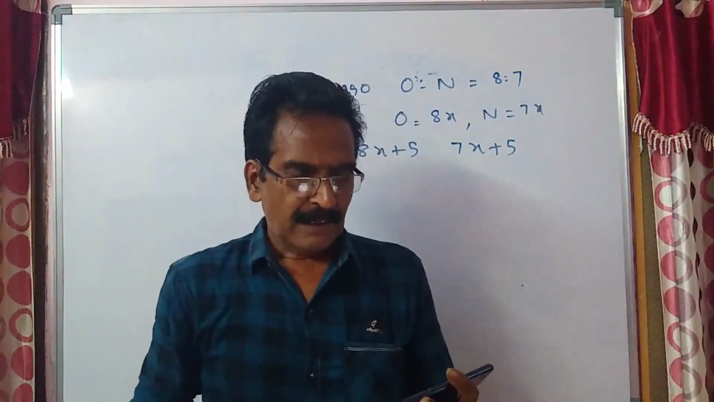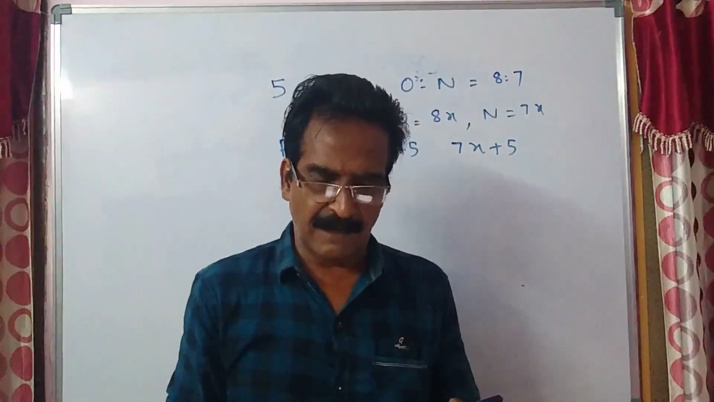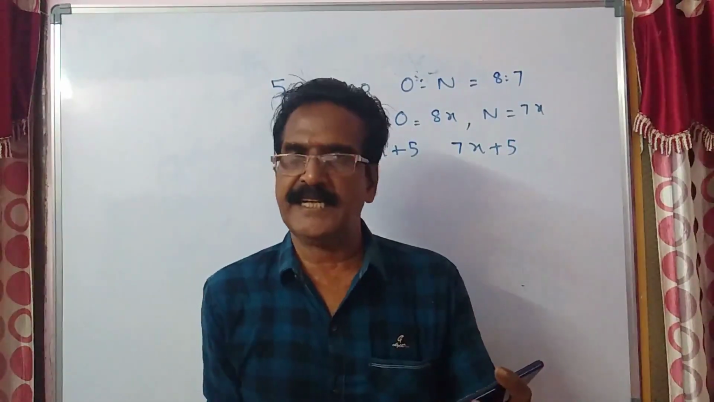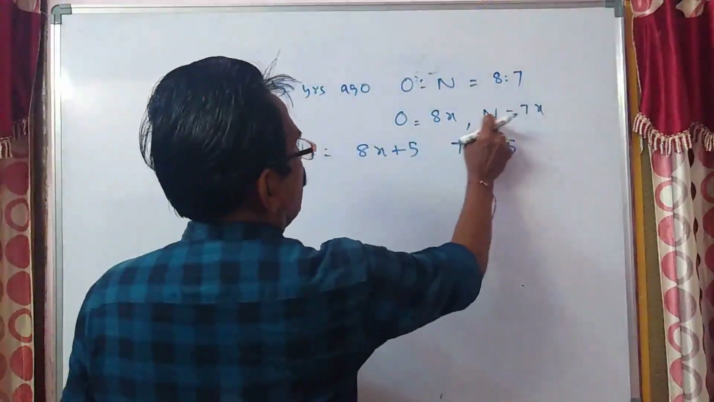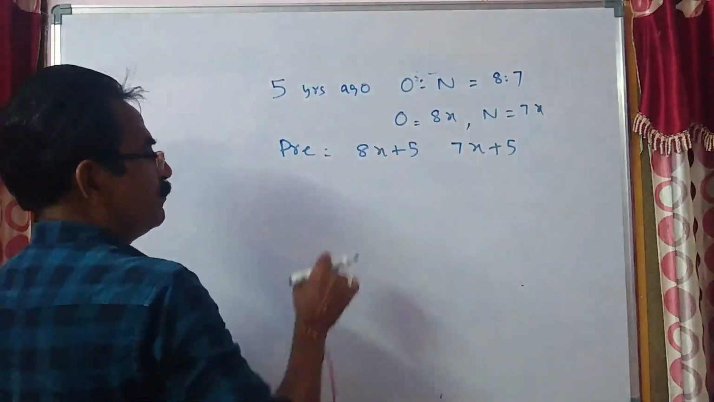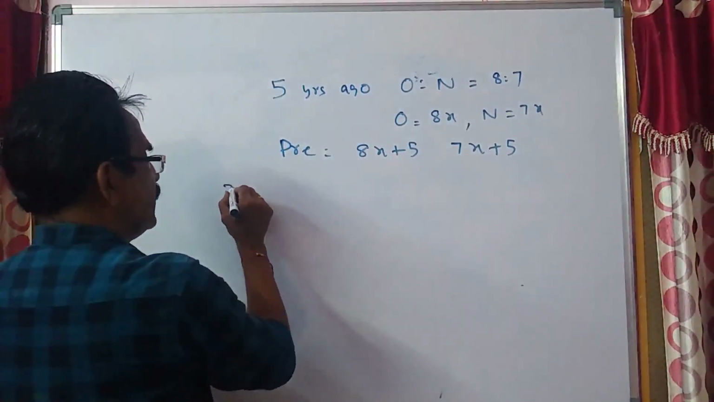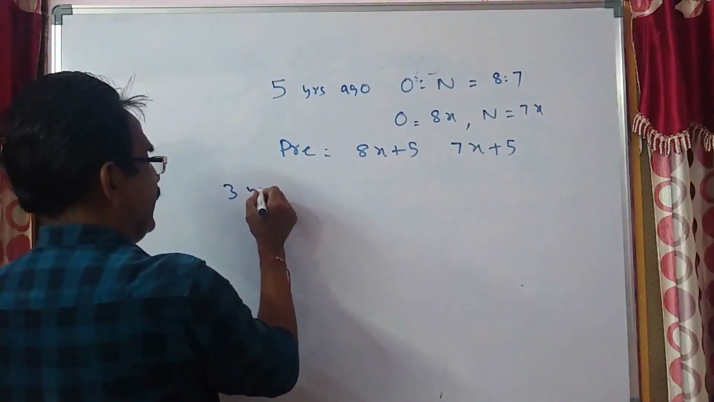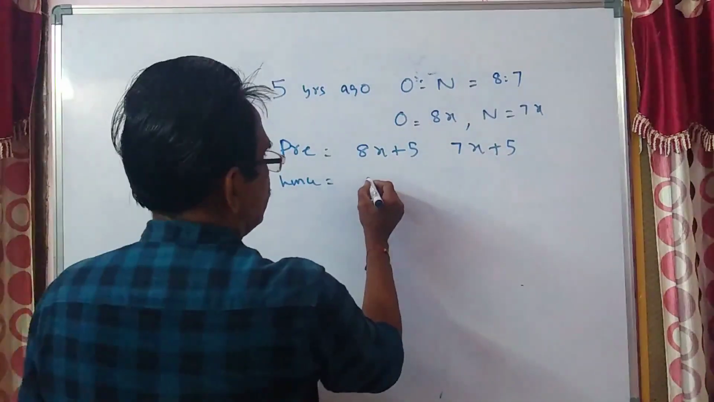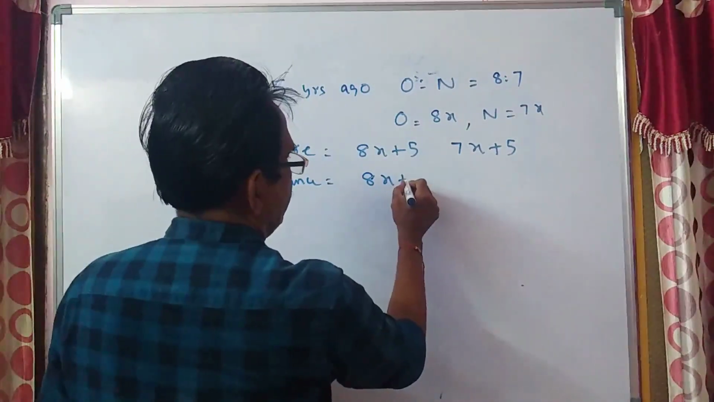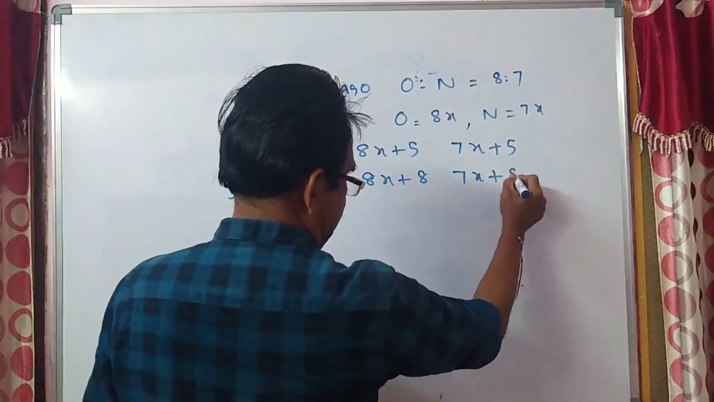First thing. 3 years hence, that is after 3 years, the ratio of the ages will be 12:11. So these are the present ages. Now 3 years hence means 3 years after. 3 years after, the ages are 8x plus 8. We have to add 3. This is 7x plus 8.